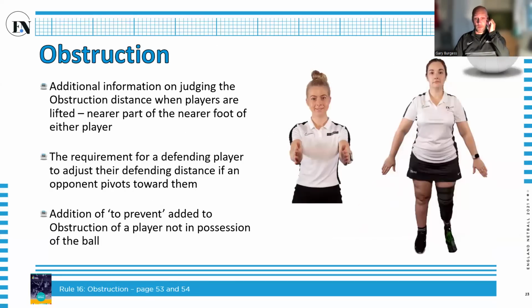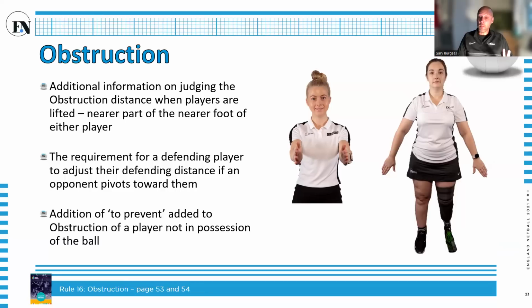Now, obstruction. Minor updates to the obstruction rule have been provided to give additional clarity on specific scenarios. Additional information has been given on judging the obstruction distance when players are lifted. You see this more in elite netball in Australia than anywhere else, but a player being lifted to jump to intercept a shot. Both the lifted player and the teammate lifting must observe the obstruction rule and must be positioned at least 3 feet away from the opponent.